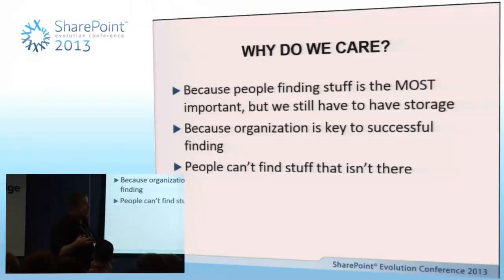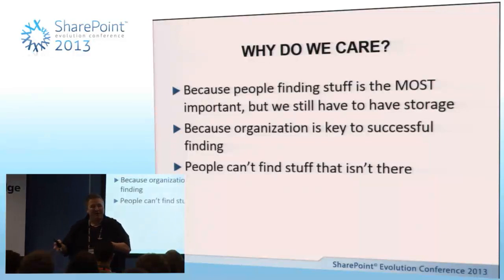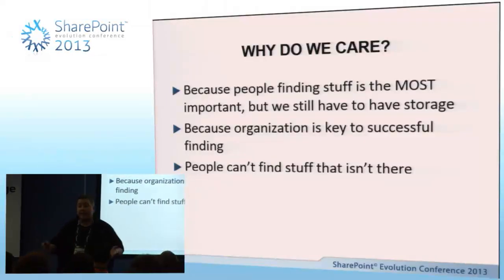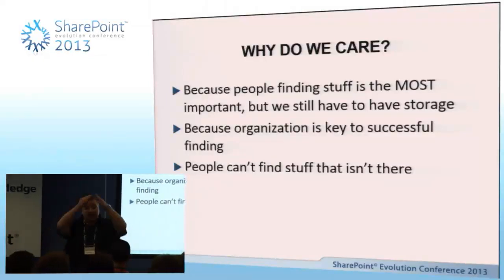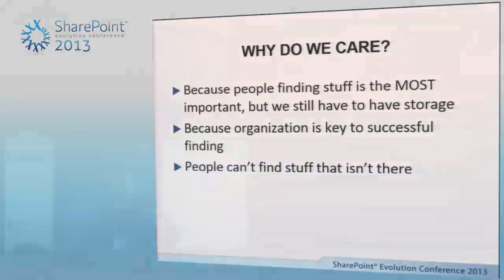We still have to have some kind of logic there. And the funny thing is, so many times in information architecture, we compensate so much more on the side of finding things that we forget that the people actually got to know where to put it first for people to actually find it. So it's kind of this crazy thing. And organization is really the key to successful finding. So it's not that I always have to drill down to find something, but there has to be some kind of logic in there that people can understand. And like I said, people can't find stuff that isn't there.